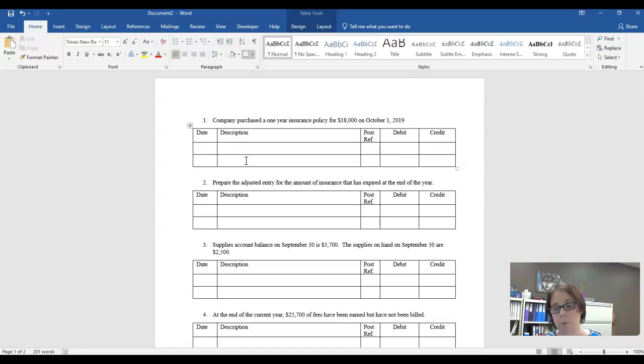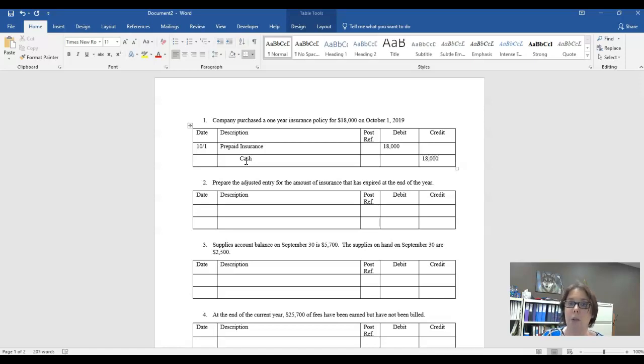The first one that I want to do here is: company purchased a one-year insurance policy for $18,000 on October 1st, 2019. So what we would do is we would date this 10/1, and we're going to call this prepaid insurance because we are paying for a one-year insurance policy. We'll debit prepaid insurance $18,000, and then we're going to credit our cash for $18,000.